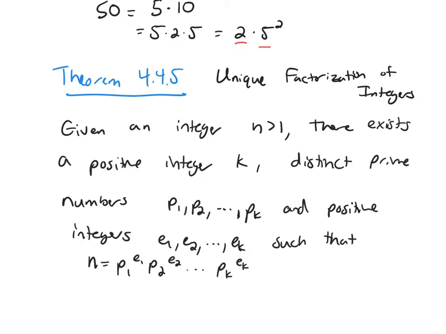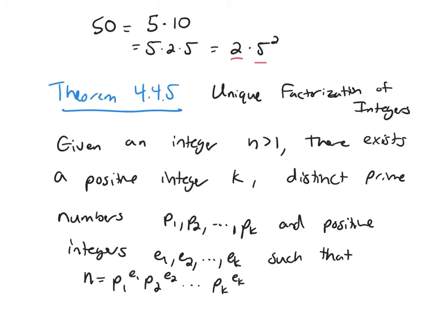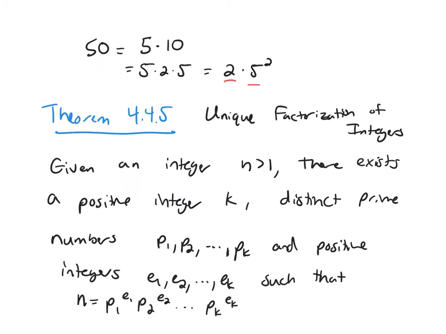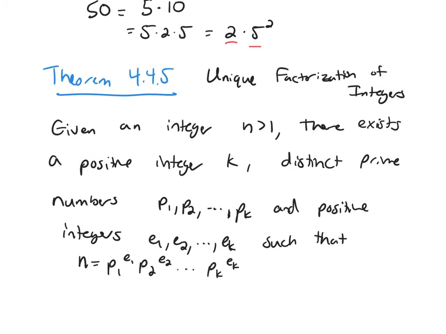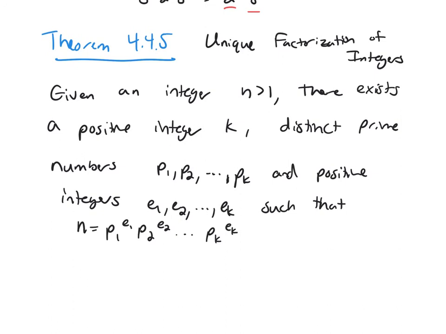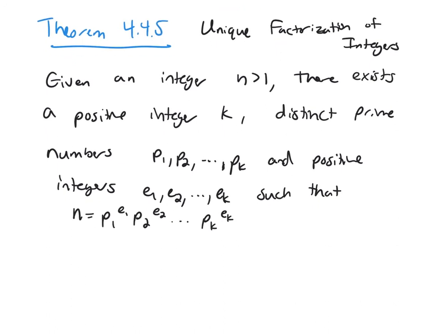So the k is how many distinct primes appear. So in our example with 50, there were 2 distinct primes. P1 would be 2 and P2 would be 5. And then the exponents, these e's, are just how many times they occur when you factor them. So for example, 5 occurred twice when we factored 50.